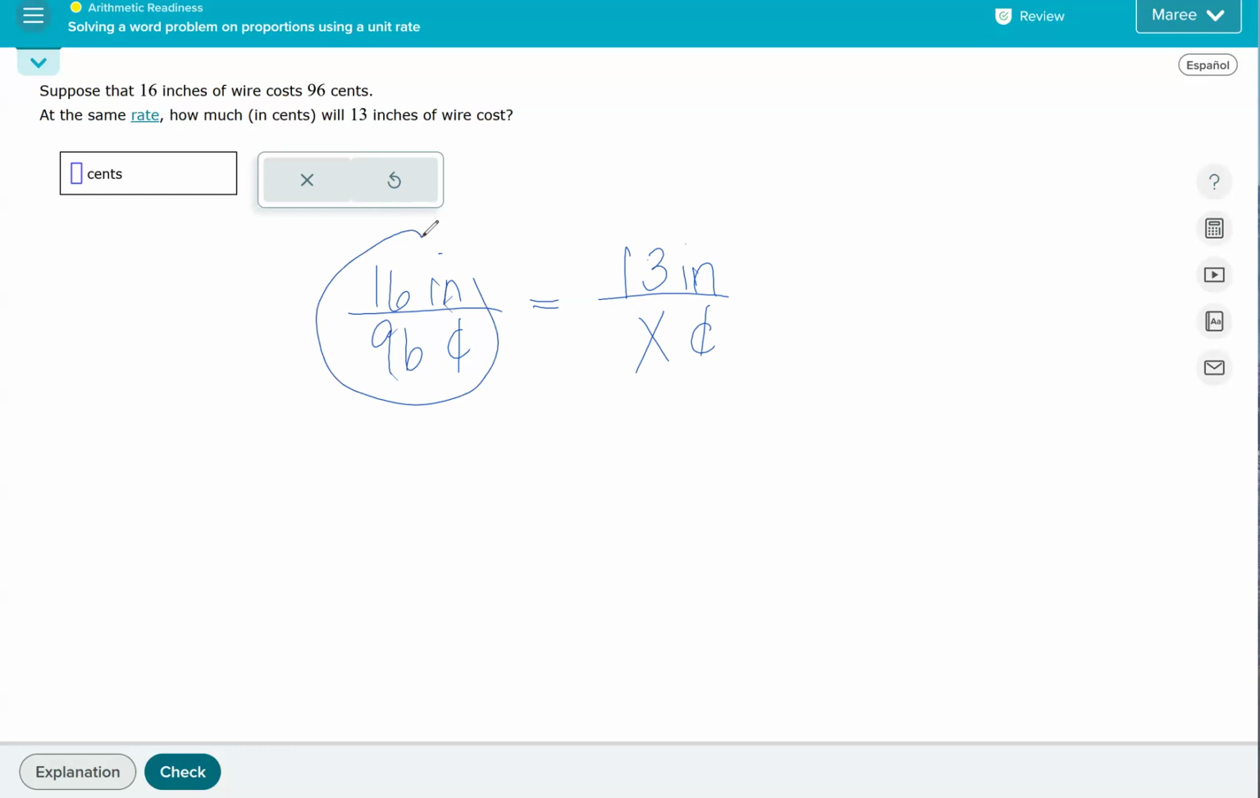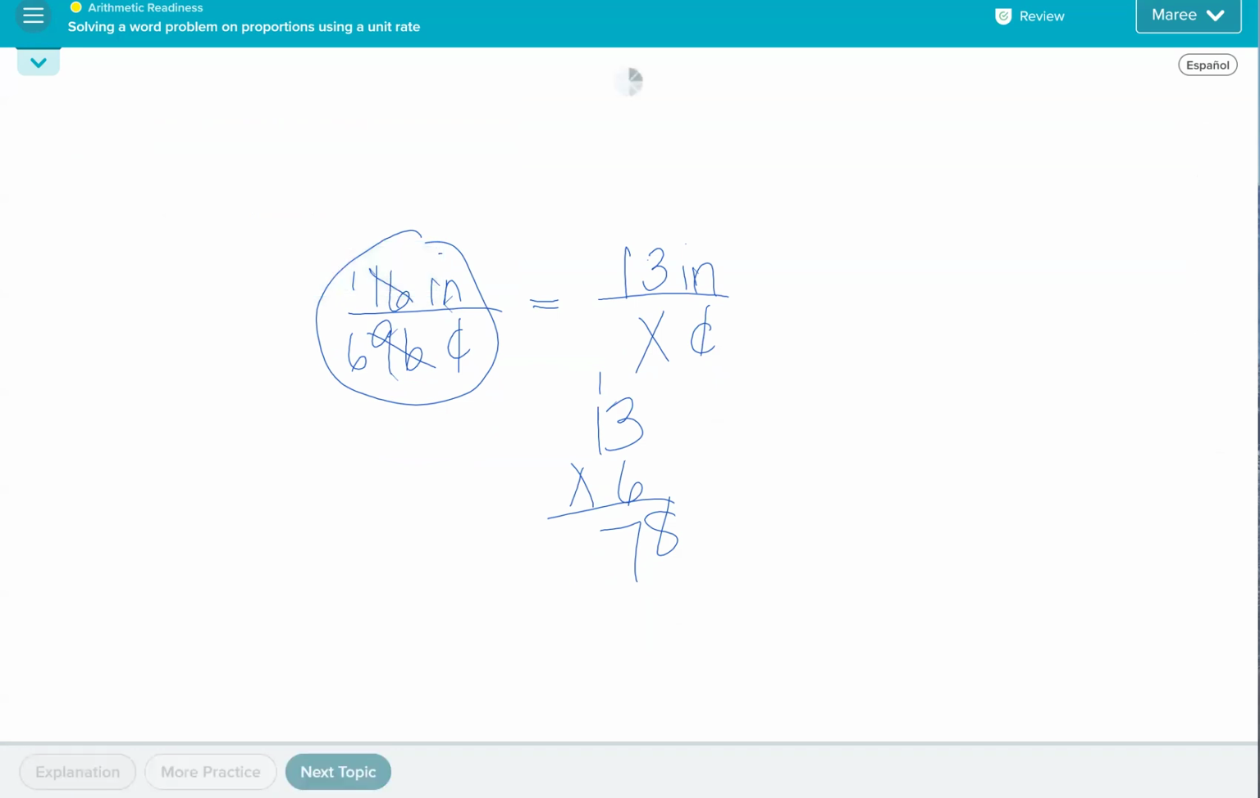The way we do this using a unit rate is with the rate that they give us, so the 16 over 96. We're going to try to reduce that so that either the numerator or the denominator will be equal to 1. First we check to see if 16 goes into 96, and it does, 6 times. So we can divide both of those by 16 and we get 1 and 6. What this means is every inch costs 6 cents. So if we have 13 inches, we can do 13 times 6 and get 78 cents, and that's what we would type in here.